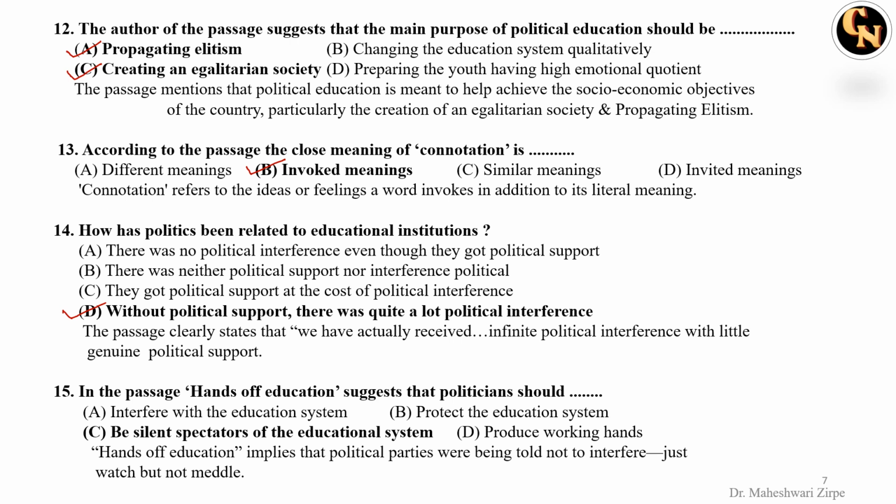Now the last question based on the paragraph is, in the passage, hands-off education suggests that politicians should be dash. They should be silent spectators of the educational system. Option C should be correct. Hands-off education suggests what? There should be silent spectators of the politics in the education. Okay.